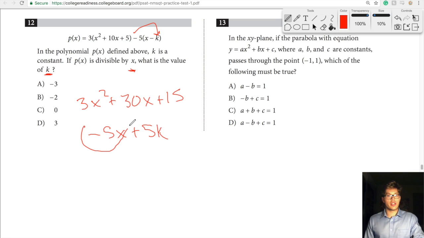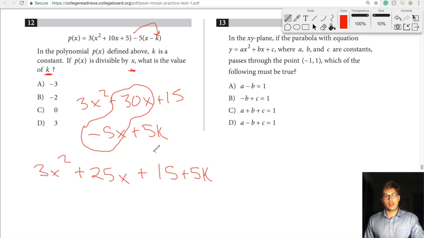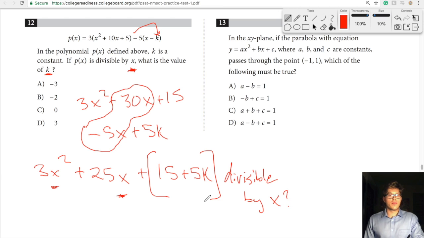Then we can combine like terms, so these are comparable. So all in all, we have 3x squared plus 25x plus 15 plus 5k. Okay, and all the magic is happening in this expression, right? Because what is it saying? It's saying p of x is divisible by x. Well, of course it's divisible by x here and here, but when is this expression divisible by x?